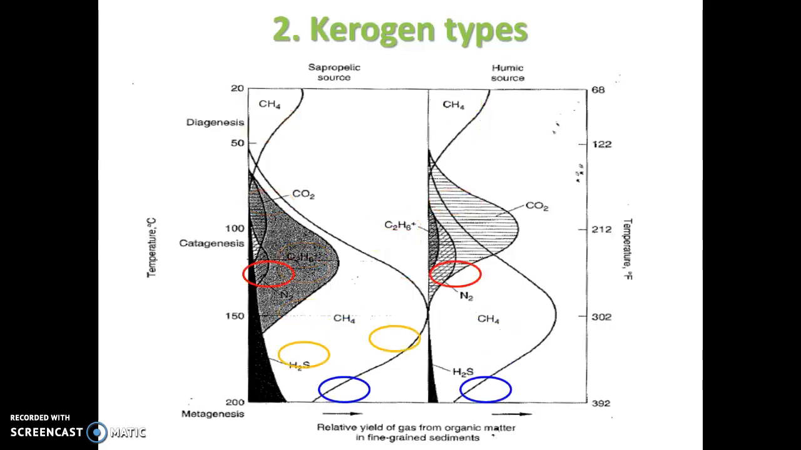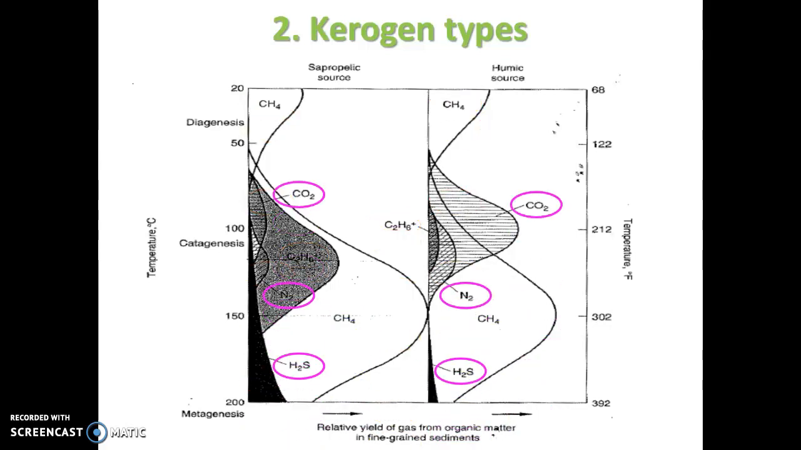Alright. Next, for the non-hydrocarbon gases, carbon dioxide, nitrogen, and hydrogen sulfide, they seem to be dominantly produced from the humic source during the oil window in the catagenesis stage. You can see here the carbon dioxide from organic source begins to increase as temperature exceeds 50 degrees centigrade, and the peak occurs at 100 degrees centigrade for both sources.